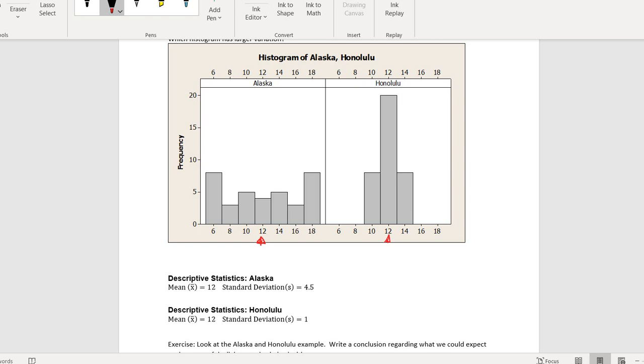So Alaska is very close to the pole, which means that they have very extreme amounts of daylight. So they either have very, very little, or they have a lot of daylight. Whereas Honolulu is very close to the equator, so we're usually not going to have a whole lot of variation. So you might see a 10-hour day, you might see a 14-hour day, but most of them are going to be 12.